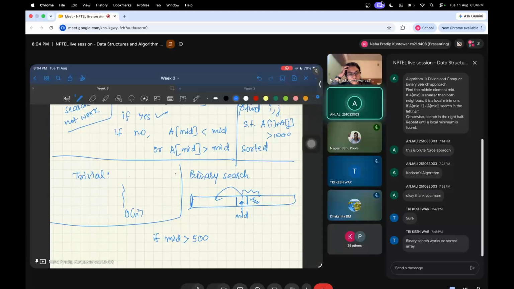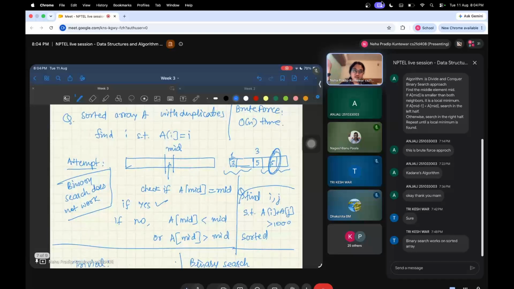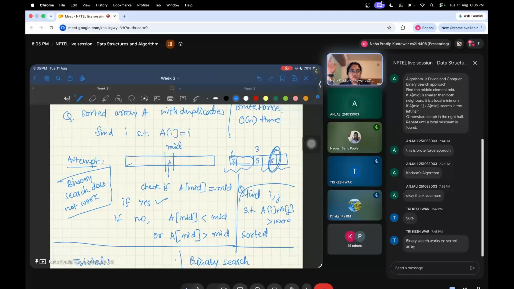Ma'am, for the previous question, what will be the solution if we have to find that A of i is equal to i? Yeah, so I think it will require order n time, because by looking at one value, you're not able to divide your subproblem and move there. So in the worst case, you might have to go through all of it. So I think you cannot improve on this, but I'm not sure. I'll have to look into it.